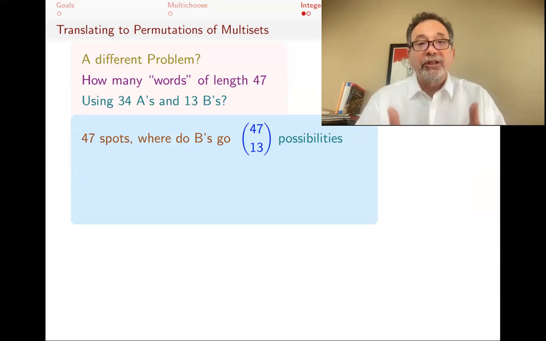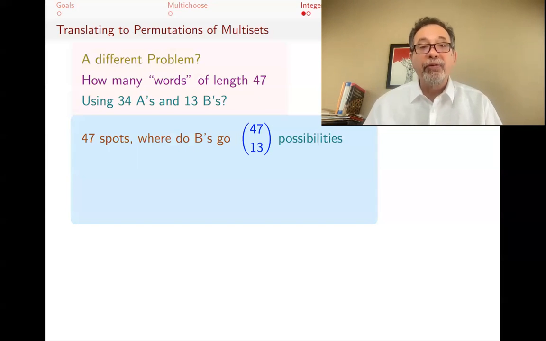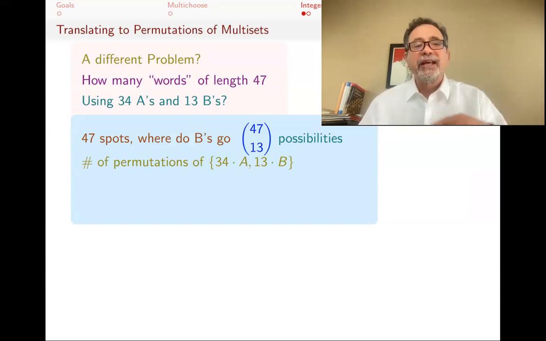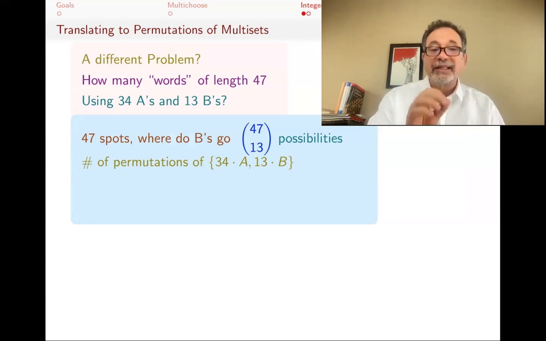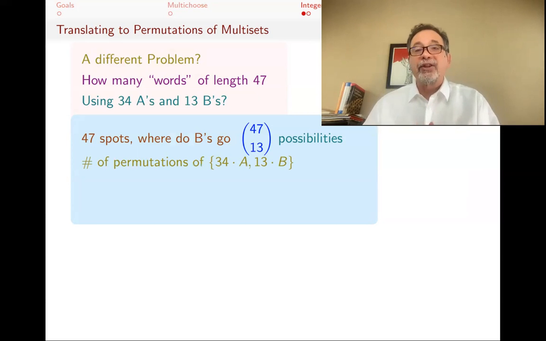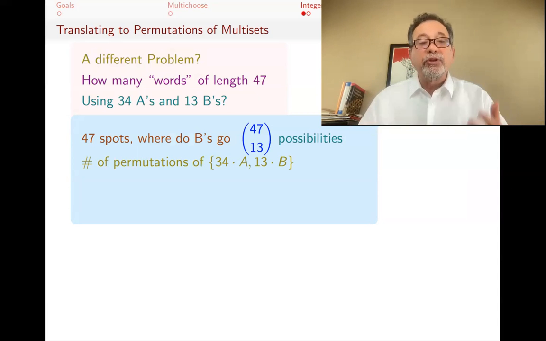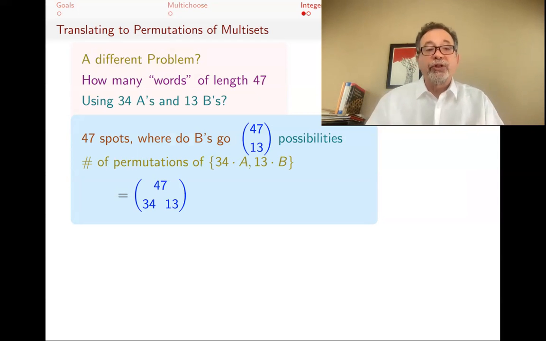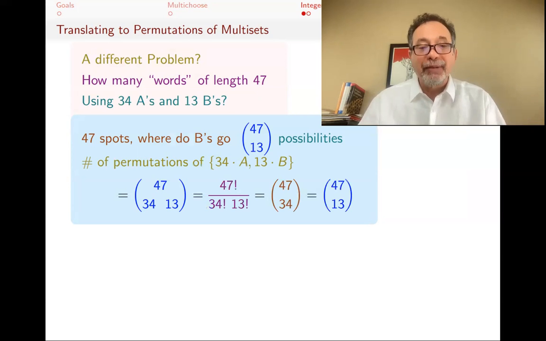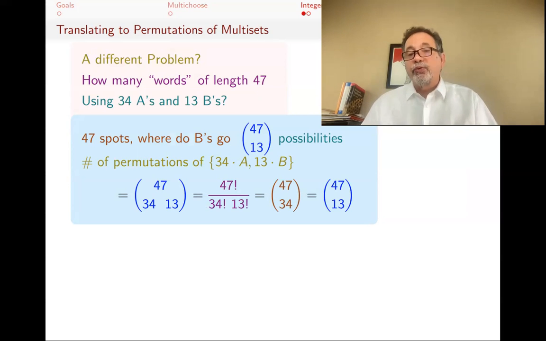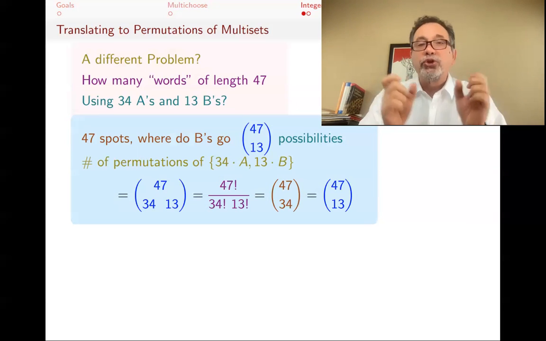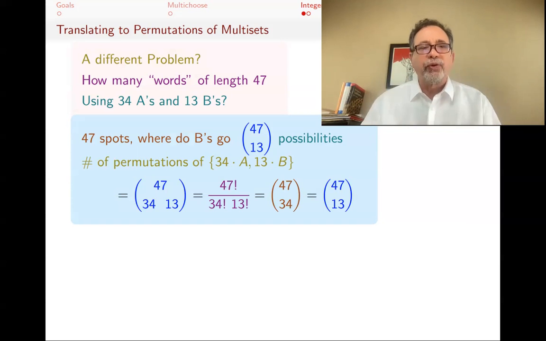Why am I asking this question? This question doesn't seem to be relevant to our previous donut problem. And well, if you think about it a little bit, it is. But let's first make sure that we understand this. This is, again, the number of permutations of 34 A's and 13 B's. If you think of this as permutations of a multiset, you may want to write the solution as a multinomial, 47 choose 34, 13, but that's the same thing. That's the same as 47 choose 34, which is the same as 47 choose 13. So either way, because there's only two types, the argument is very straightforward here.